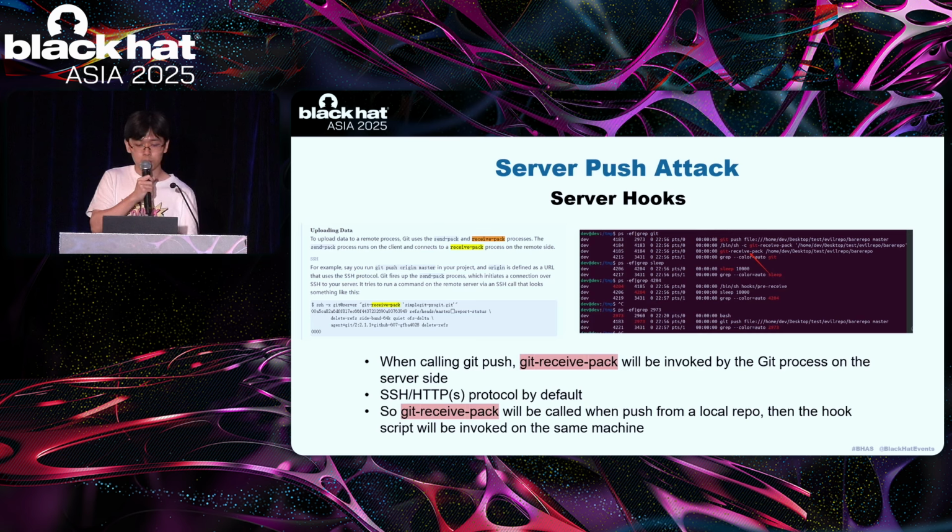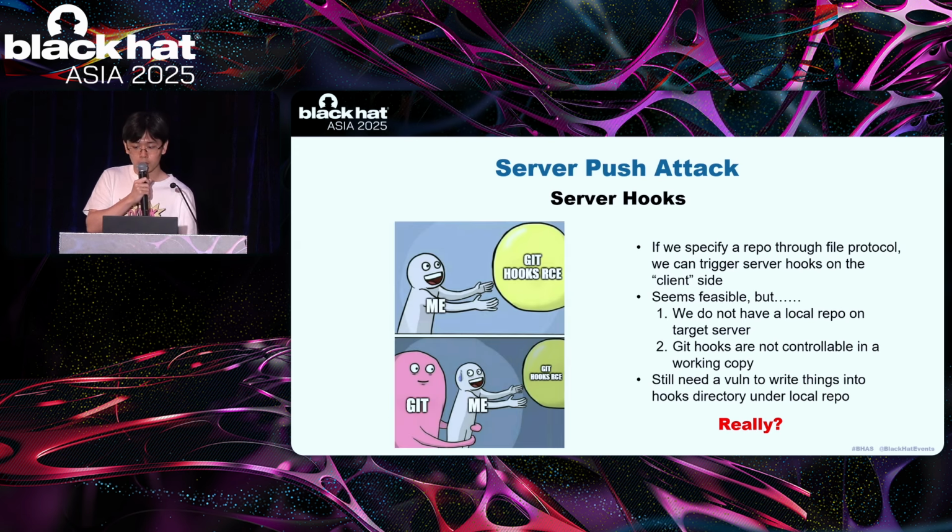And by default, it uses SSH and HTTP protocol. But if you clone from a local machine, git receive-pack will be called when pushed from a local repo. Then the hook script will be invoked on the same machine. That explains the client-side execution. Okay, so if we specify a repo through the file protocol, we can trigger server hooks on the client side.